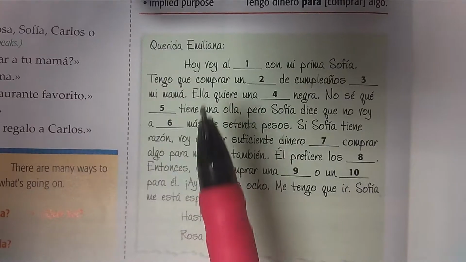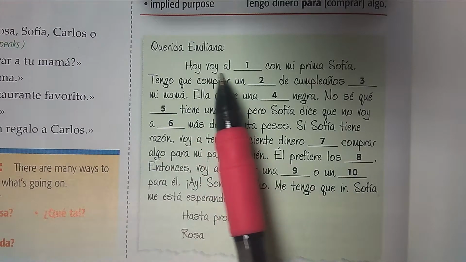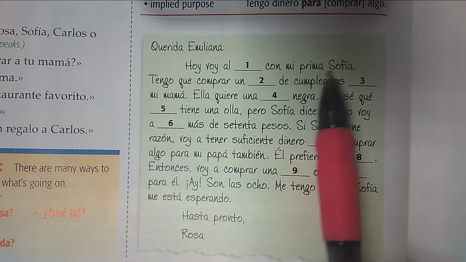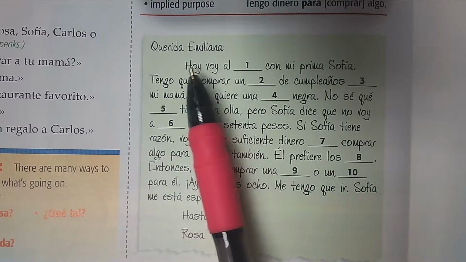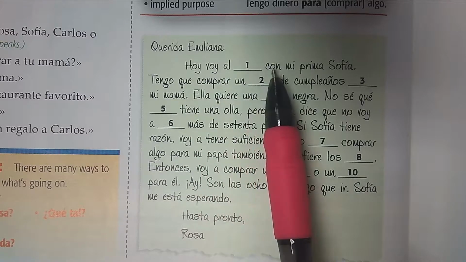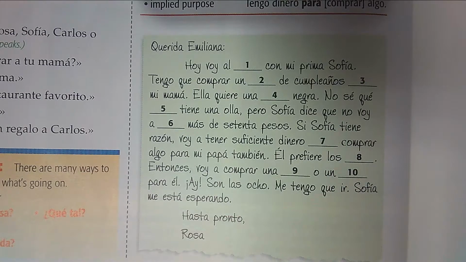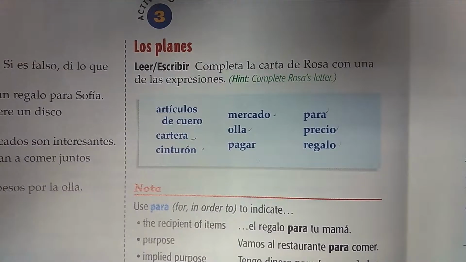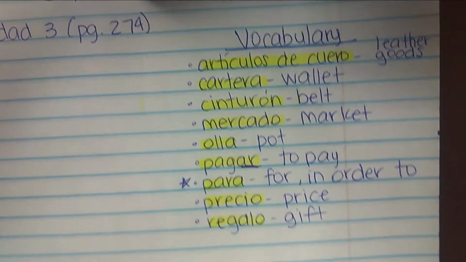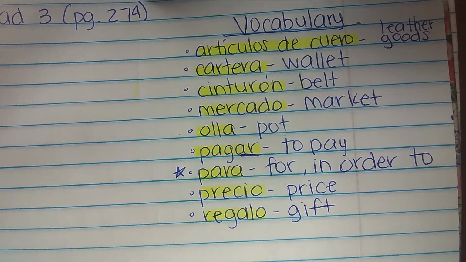All right. Querida Emiliana, dear Emiliana, hoy voy al blank con mi prima Sofía. So you may remember, voy means to go, right? Hoy voy al blank con mi prima Sofía. So today I go to blank with my cousin Sofía. What word may best fit in there? Remember, we're looking at our word bank here. And we also have our little cheat sheet vocabulary here. So where could I be going with my prima Sofía? Which one would make more sense?